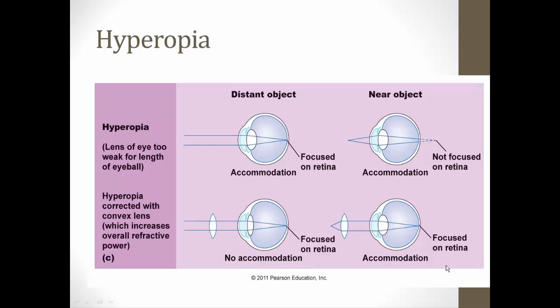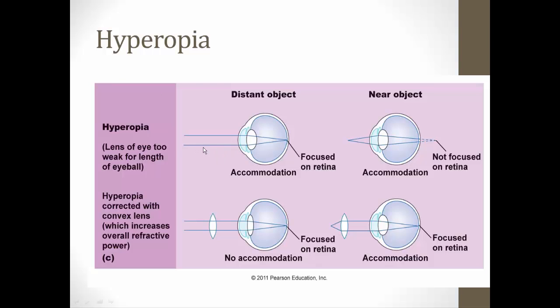All right, how about hyperopia? Hyperopia is farsightedness. This often occurs when a person's eyeball is too short. So now a farsighted person, somebody who's hyperopic, can see far away, but they can't see close up.